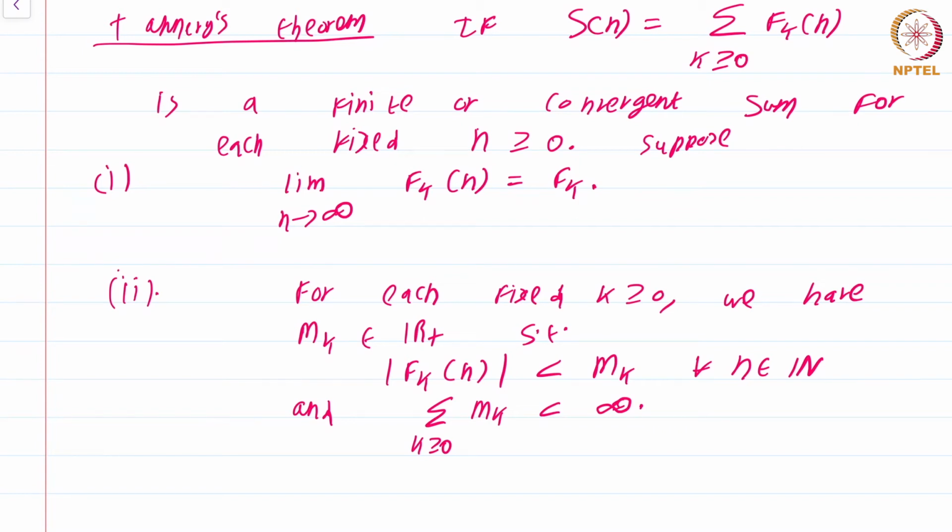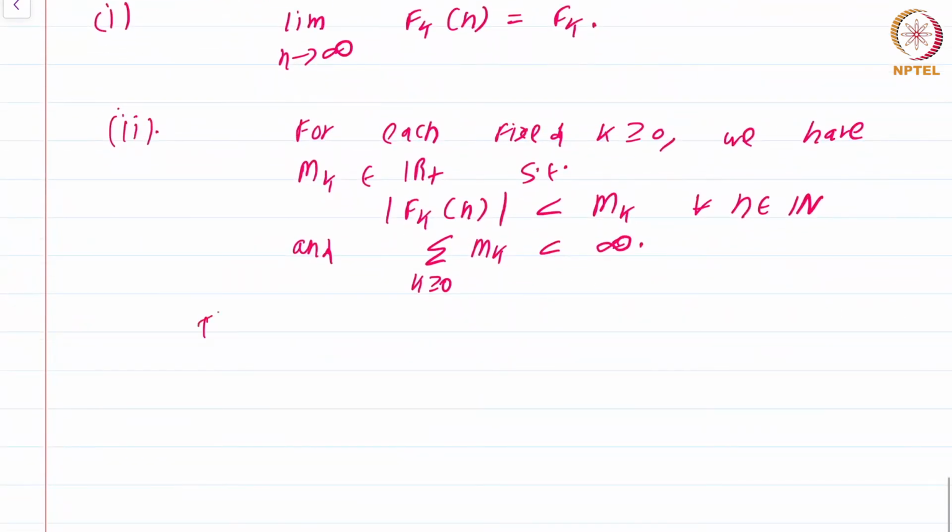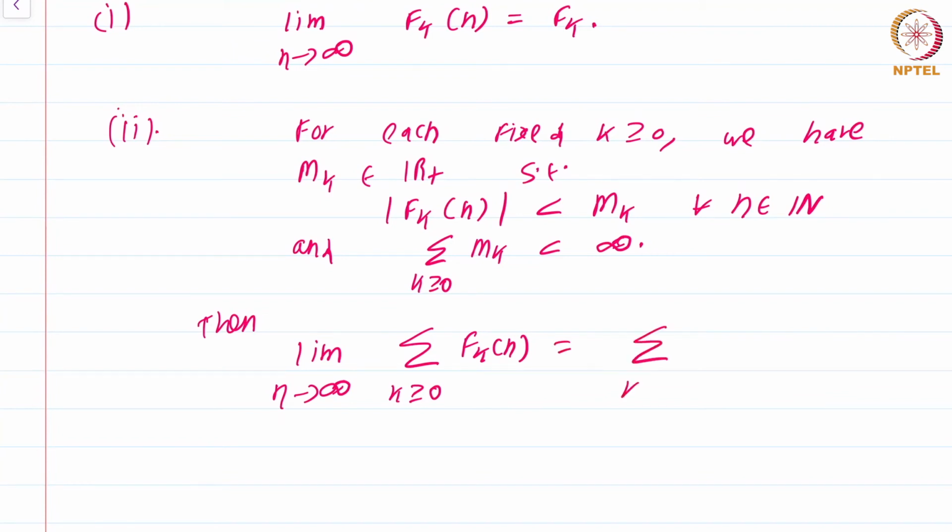Okay, then the conclusion is limit n going to infinity of summation k greater than or equal to 0 fk of n is in fact equal to summation k running from 0 to infinity of fk. Essentially, we have taken the limit inside.